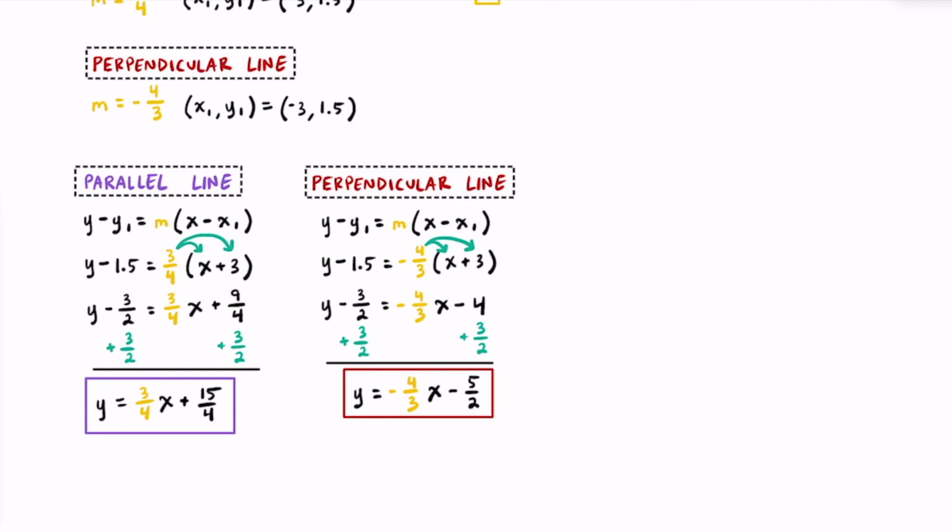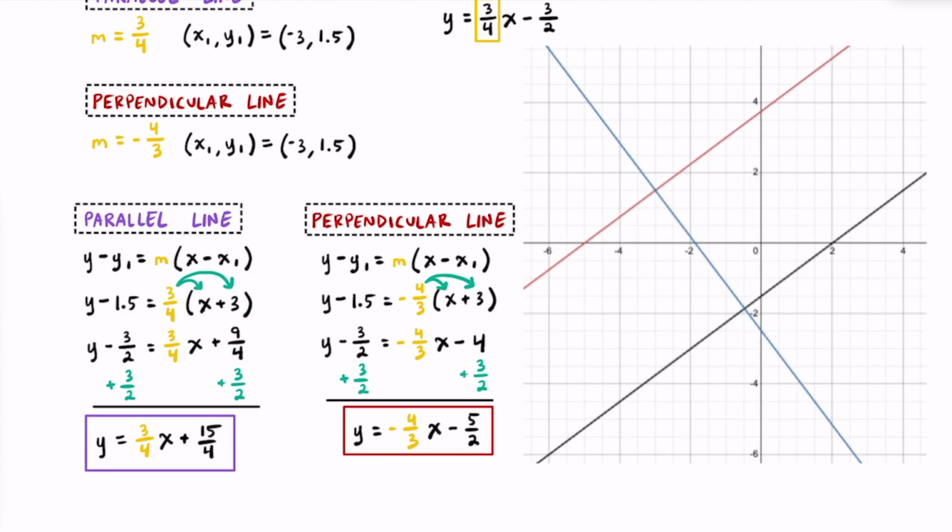Now, in case you wanted to see all this on a graph, just so you can visualize what's going on, this equation right here is the original line that we were given in the problem. It has that slope of positive 3 over 4. This line over here is that parallel line, and this one is the perpendicular line. Now, not only are these lines parallel and perpendicular to that original equation, but they also both go through this point of negative 3, 1.5.